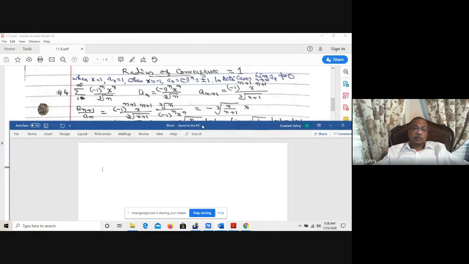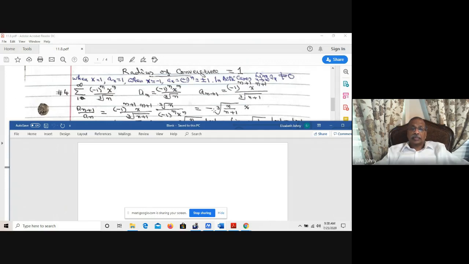Therefore, a_(n+1) over a_n is (negative 1) to the power of n plus 1, x to the power of n plus 1, divided by the cube root of n plus 1, multiplied by the reciprocal of a_n, because you are dividing by a fraction. So multiplied by the cube root of n, divided by (negative 1) to the power of n, x to the power of n.